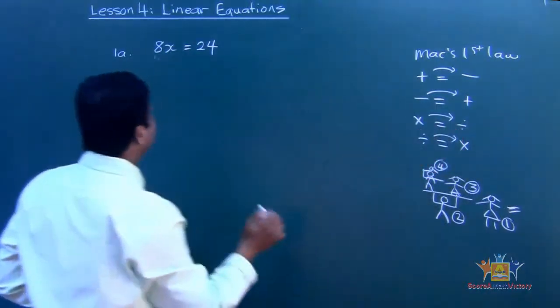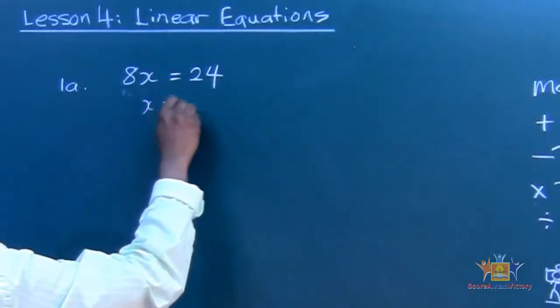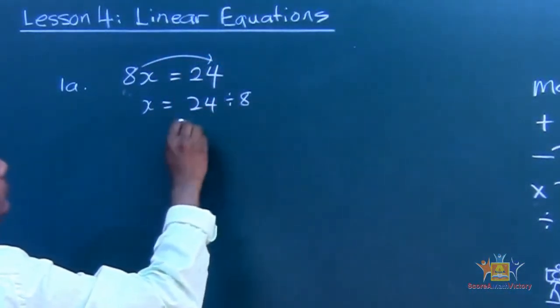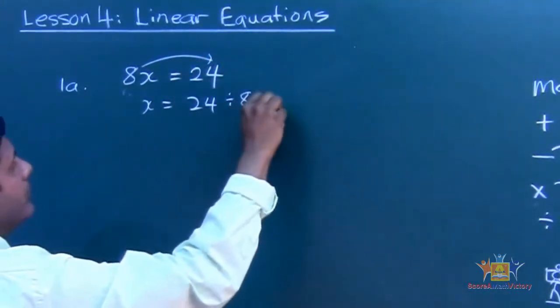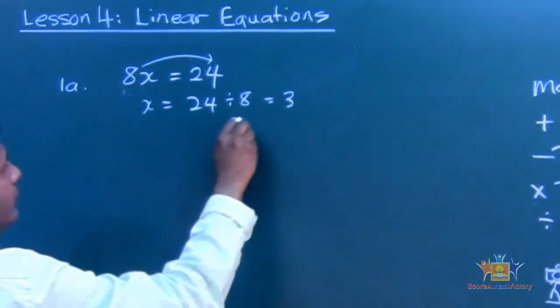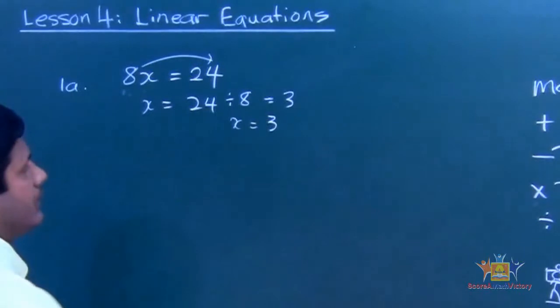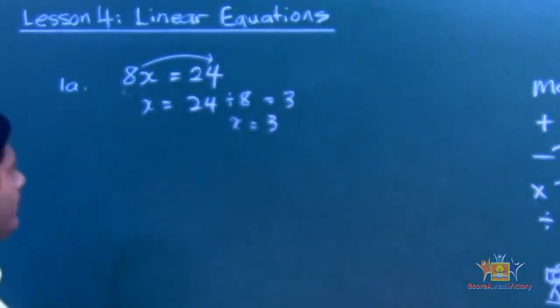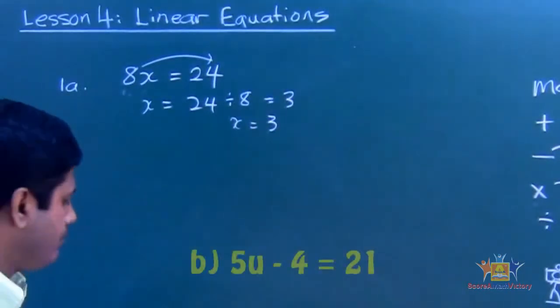Multiplication across the bridge becomes division. So x equals 24 divided by 8. 24 divided by 8 is 3, because 3 times 8 is 24. So x equals 24 right there, I mean x equals 3, okay? So x equals 3. Alright, good. Now let's look at problem B.